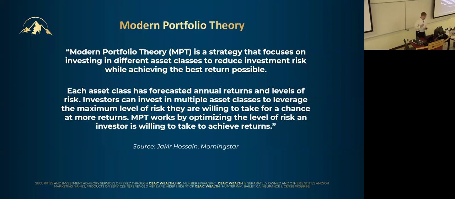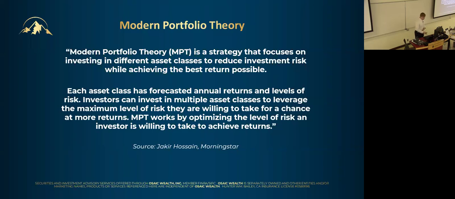Each asset class has forecasted annual returns and levels of risk. So this is basically looking back at all the historical data, coming up with some averages and saying, based on all that information, what would be the statistically probable return and risk that's going to happen going forward. Then all of this gets built around that. Yeah, it's pretty much an average.